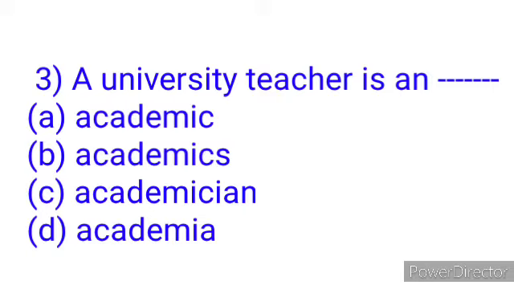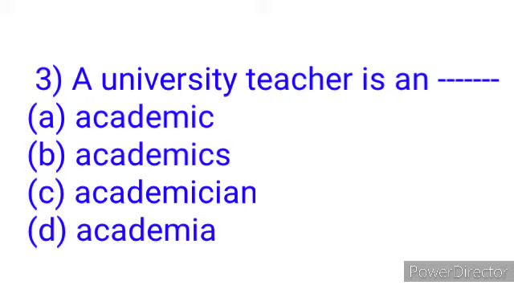The past question compilation that I have says that option C is the correct answer. And as you can see, it's not the correct answer. A university teacher is not called an academician. That's why I advise that it's not good for you to depend only on the past questions and answers compilation that you have. You need to read your textbooks as well.